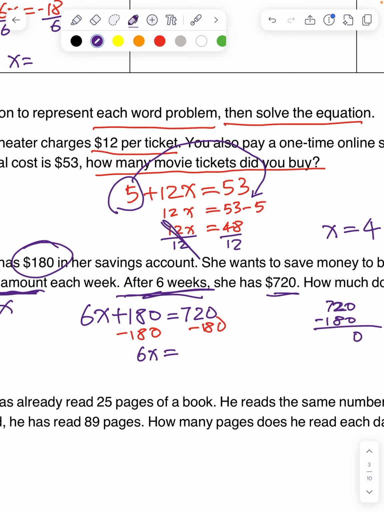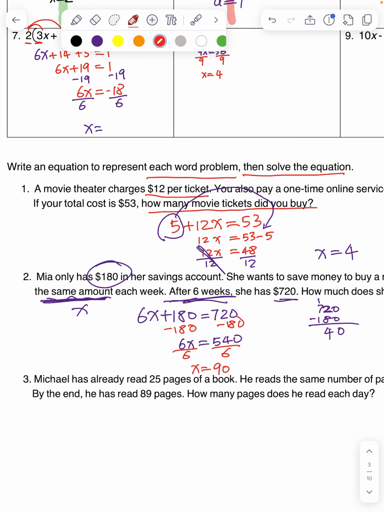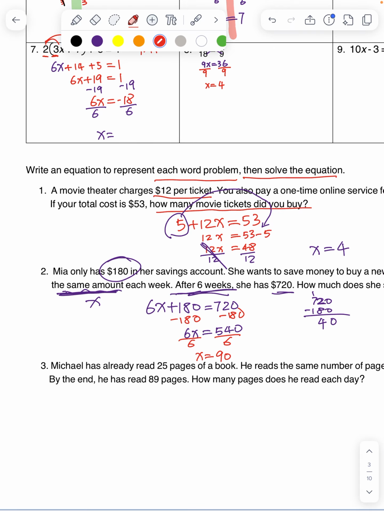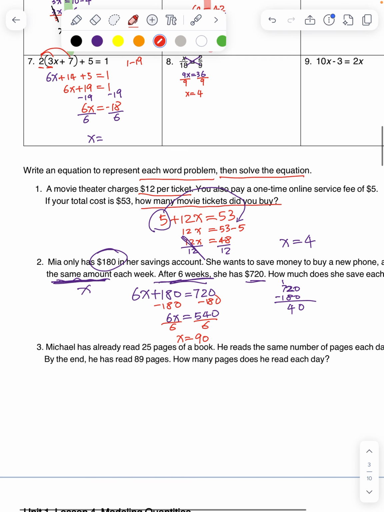2 is not enough to take away 8, so I have to borrow 1 from 7. So this is a 4. 7 becomes 6. 6 minus 1, that's 5. So 540. Now we're going to divide both sides by 6. So 6 cancels out. So x equal to 540 divided by 6, that's 90. You can use a calculator, right? So each week she saved $90.